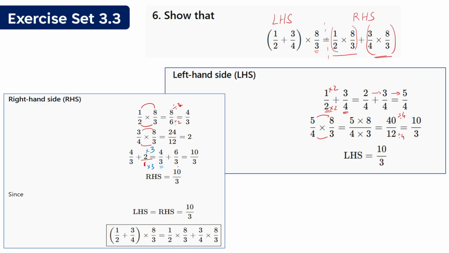Now we have common denominators. We can add the numerators and we can just copy the denominator. 4 plus 6 is 10. 10 over 3. While you just pay close attention to this, the right hand side also yielded an answer of 10 thirds, and the left hand side also we have 10 thirds, which means that the left hand side is equal to the right hand side, which is 10 thirds, and hence proved.